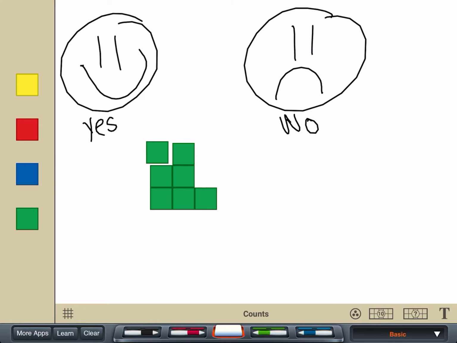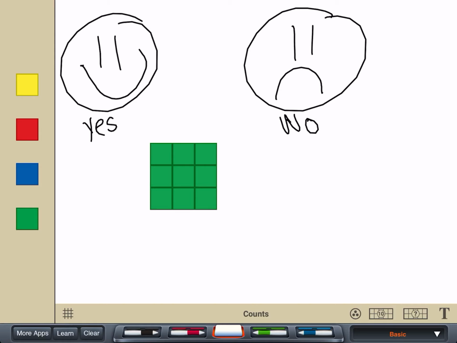All right, I'm going to change it a little bit. Is this a perfect square? Yes or no? If you said yes, this is a perfect square, you are correct. This is actually 3 squared, 3 sets of 3.